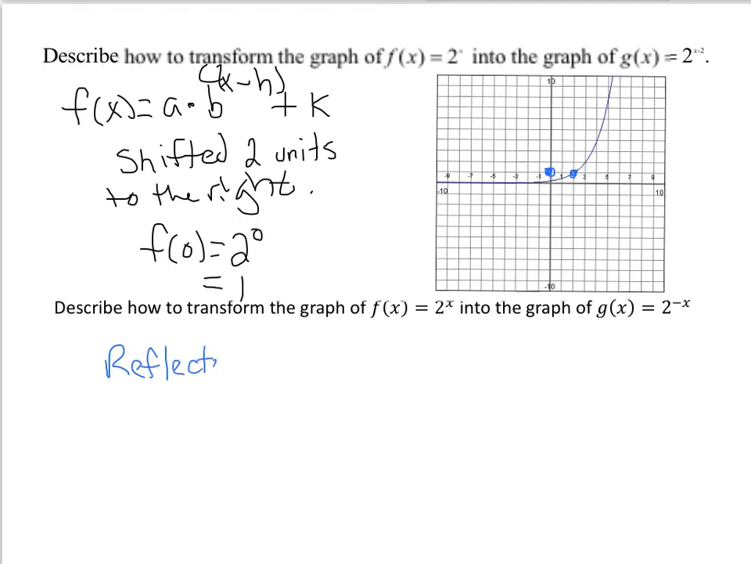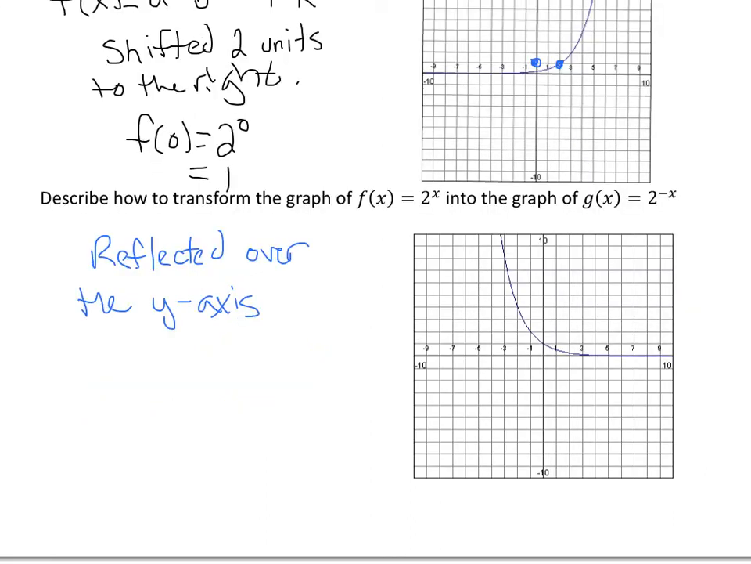So you would say reflected over the y-axis. So picture this one flipping over the y-axis here. Only it was never shifted right too. So let's take a look and see what that picture would look like.